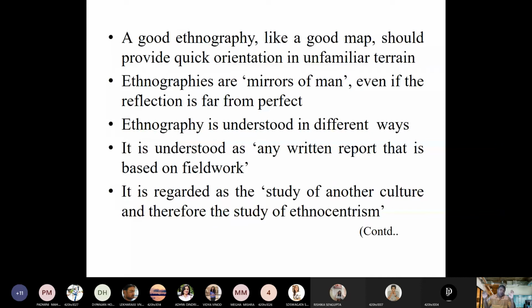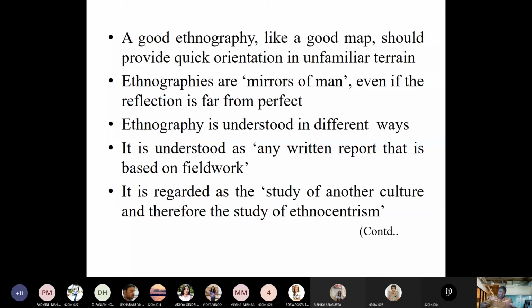Suppose I ask where Srinagar is located. If I tell you to find Srinagar, and I am giving you a very complex map, it will be very difficult for you to find where Srinagar is.